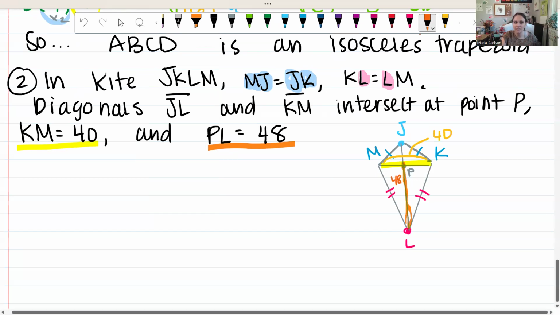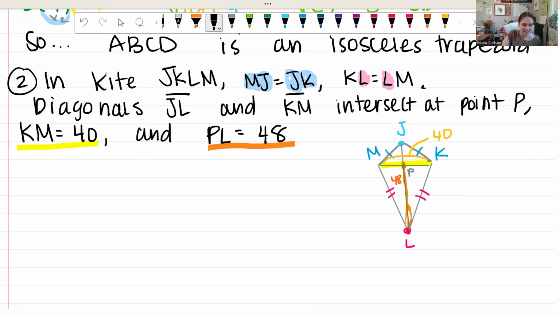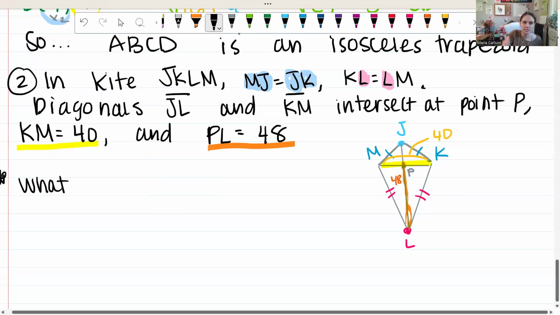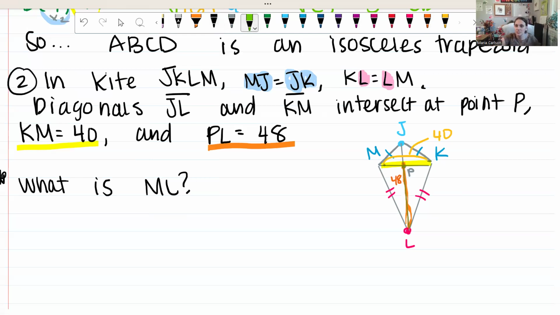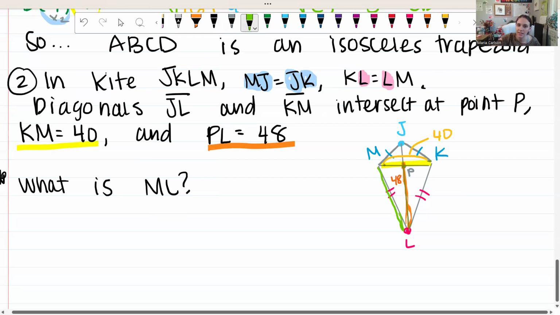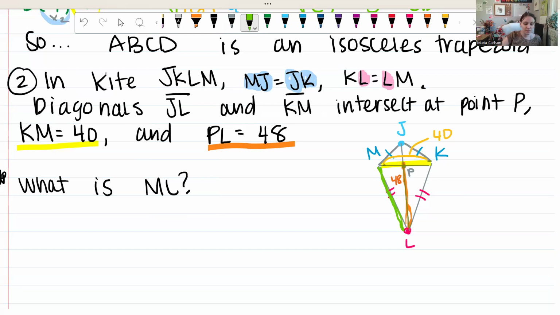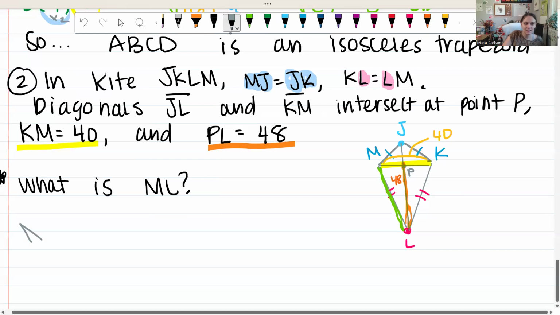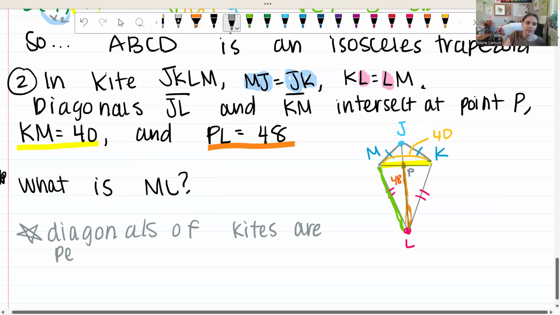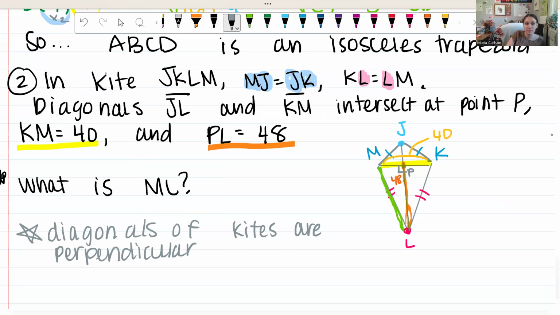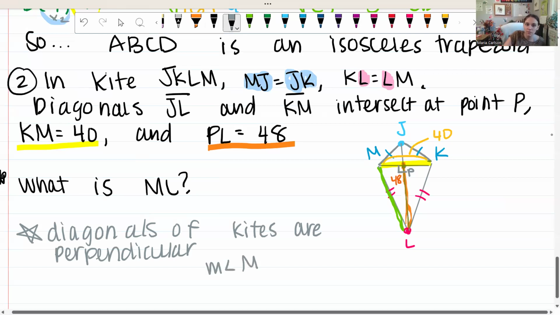I never wrote down the goal of this problem. What is ML? We want to find the measure of ML, this length from M to L. To do this, please remember that the diagonals of kites are perpendicular, which means that all of these angles are right angles. The angle I especially care about is the measure of angle MPL. That is 90 degrees.